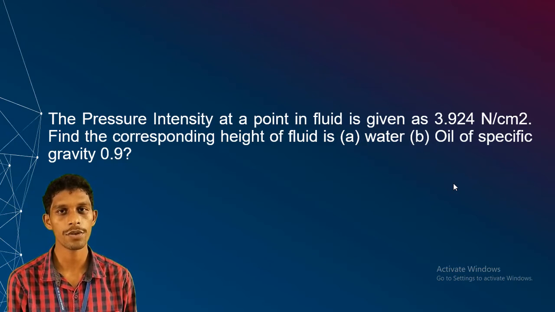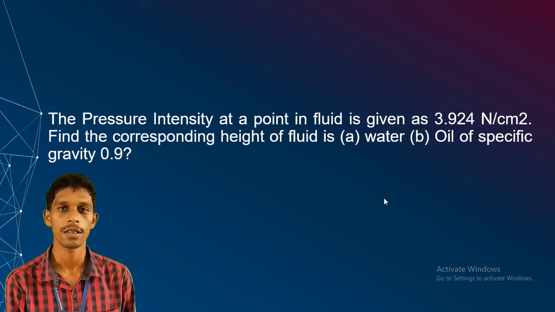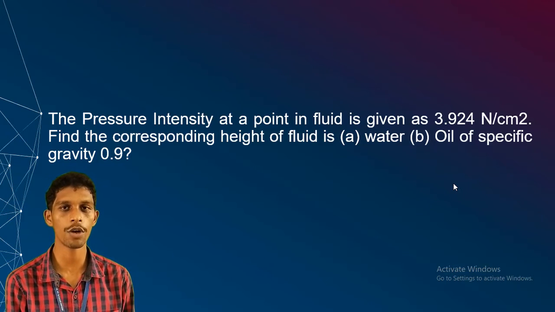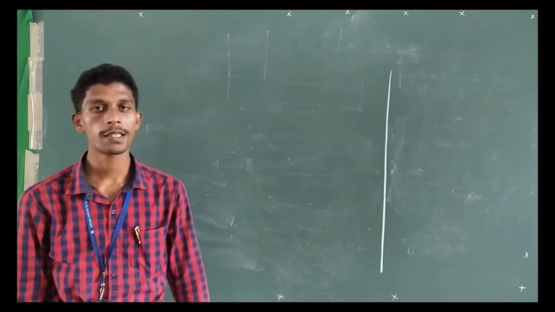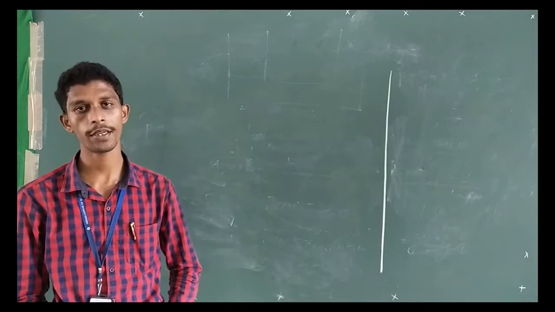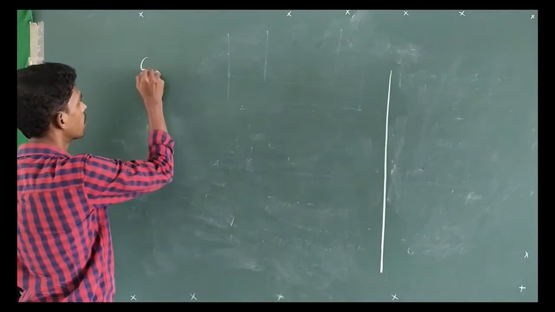So here we have to use the formula P is equal to rho g Z, right? In that Z is equal to P by rho g. So P by rho g is called the pressure head. You all know that. So that pressure head we have to calculate. Look at the second problem, what he has asked is to find out the height of the fluid. So write the given data here.